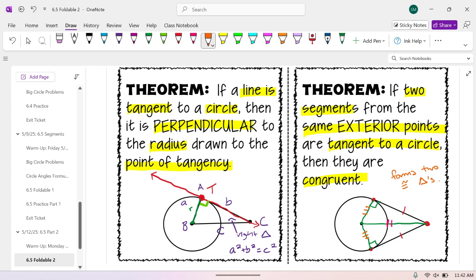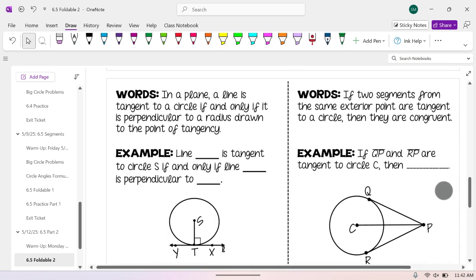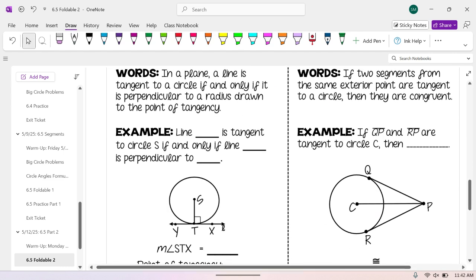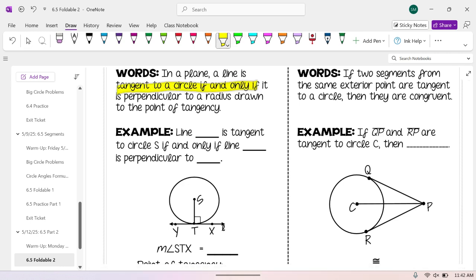All right, let's look at some examples. These are fairly quick. So, first example on the left. In a plane, a line is tangent to a circle if and only if it is perpendicular to a radius drawn from the point of tangency.